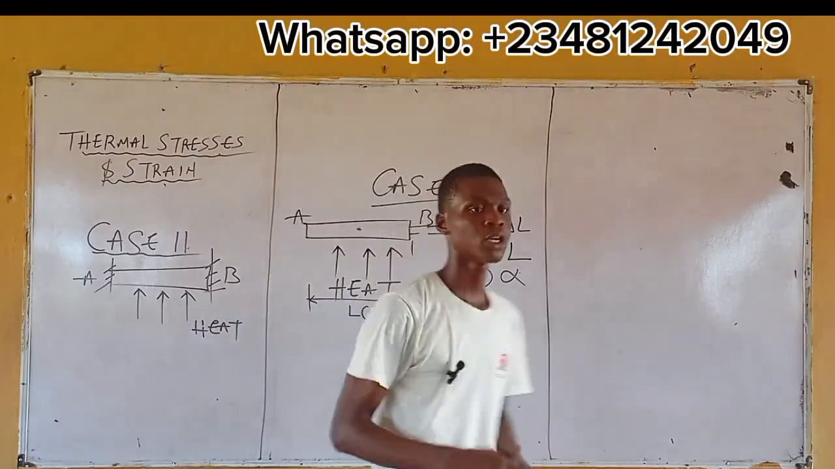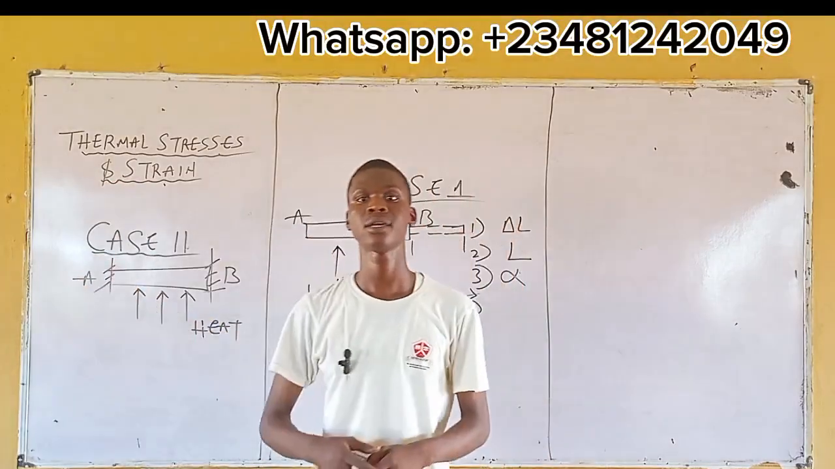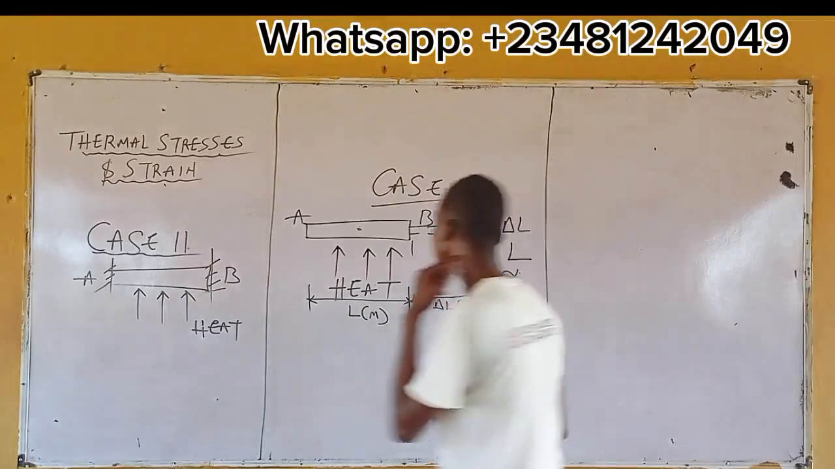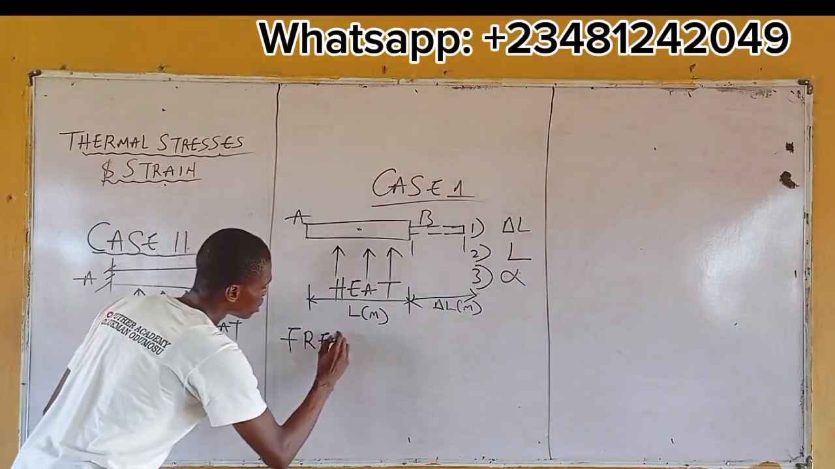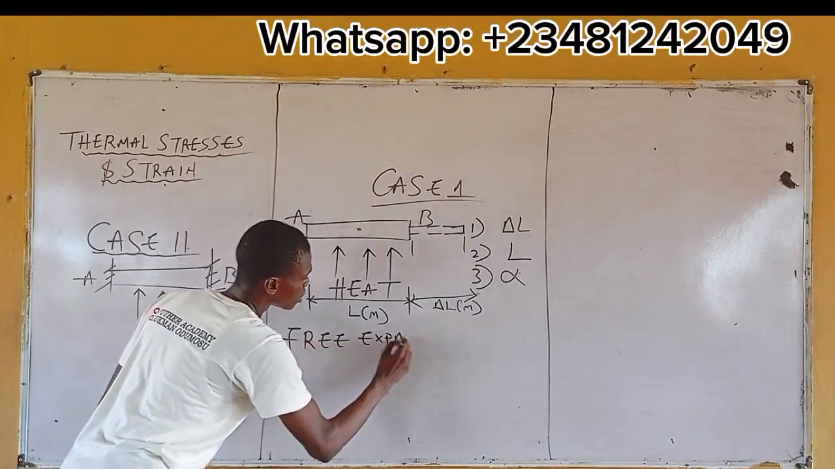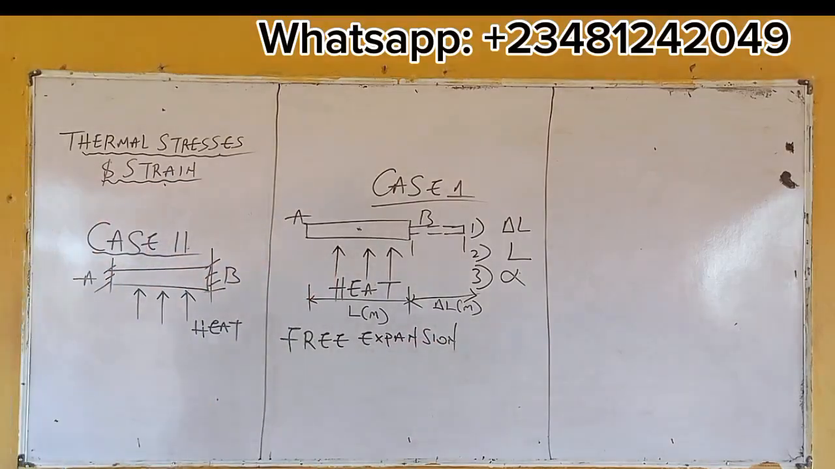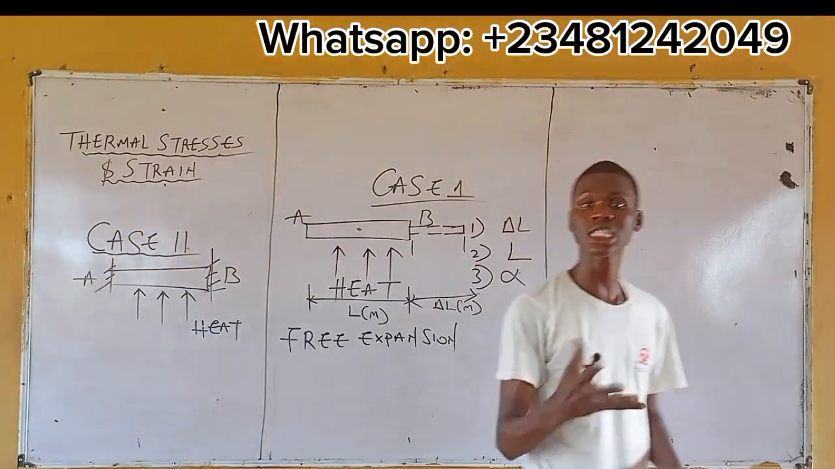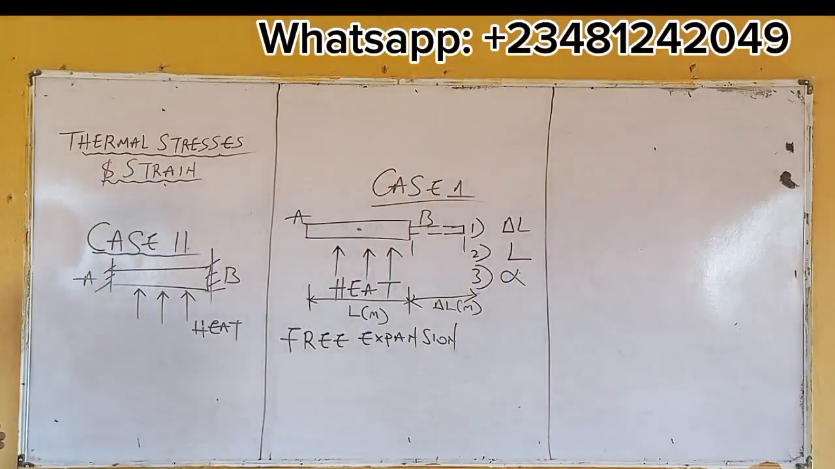Meaning you'll be given a question. Question 1A, find this. Question 1B, find this. This one is called free expansion. But this one is called what? Why do I call it that? Why case 2? Meaning the expansion has been prevented. Expansion prevented.